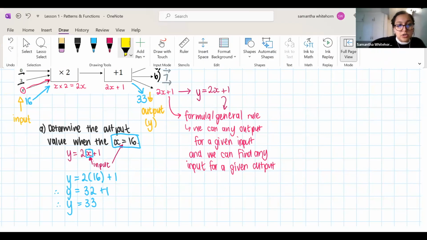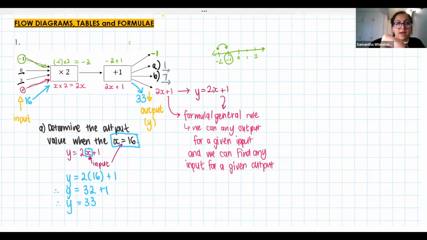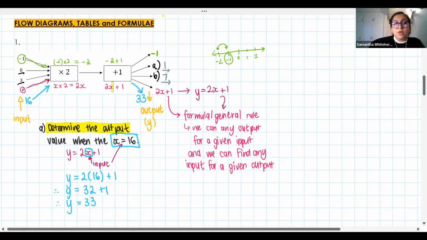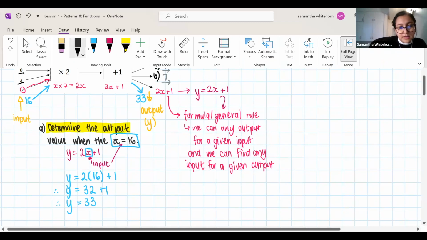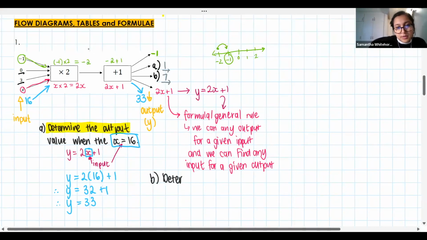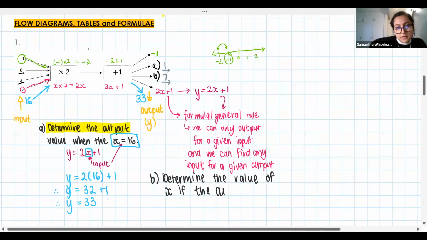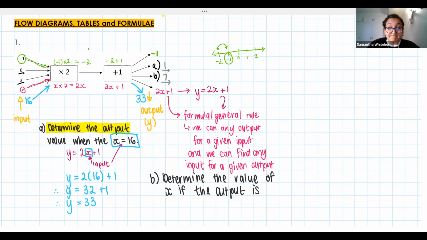Determine the output. Let me just make my highlighter a touch bigger, otherwise it's going to be chaos. We can also, if we wanted to, determine the input. So if I did B, determine the value of X. Remember, X is your input. If the output is... I want to make this too easy.